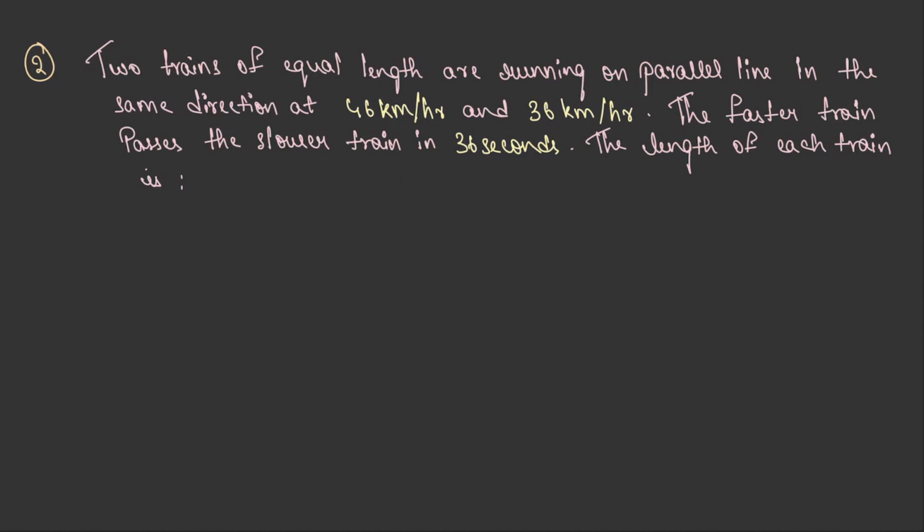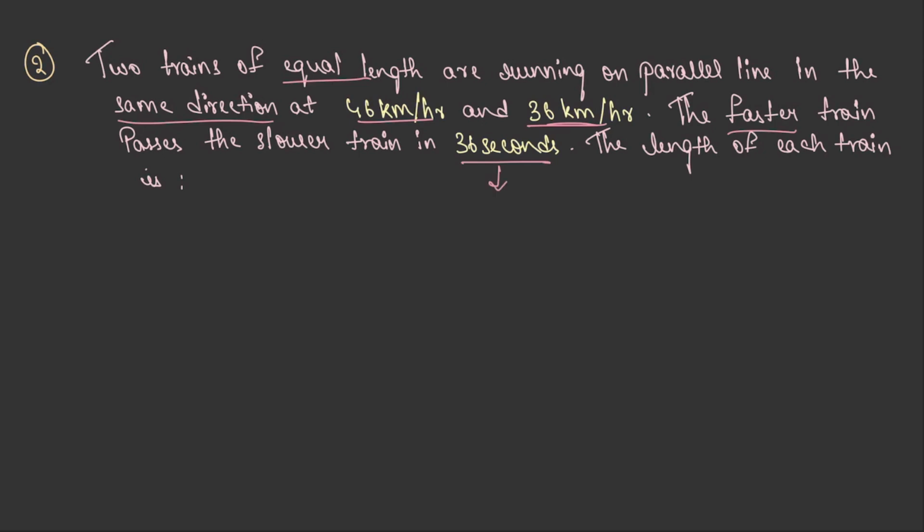Let us first read the question. Two trains of equal length are running on parallel line in the same direction at 46 km per hour and 36 km per hour. The faster train passes the slower train in 36 seconds. The length of each train is.